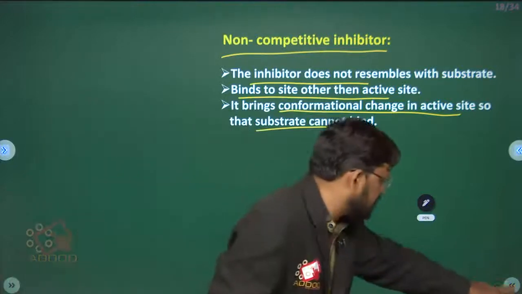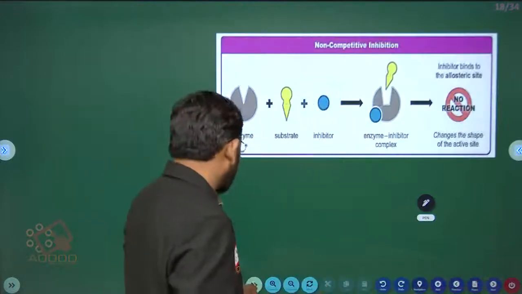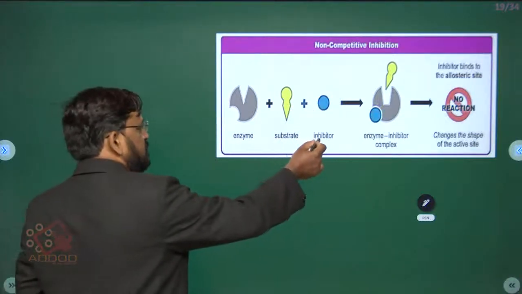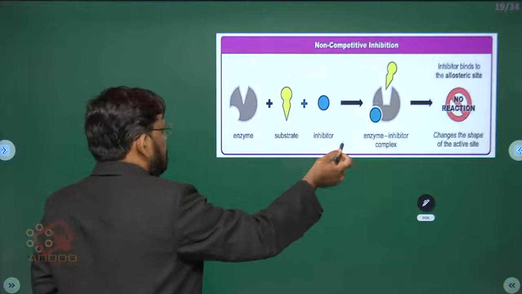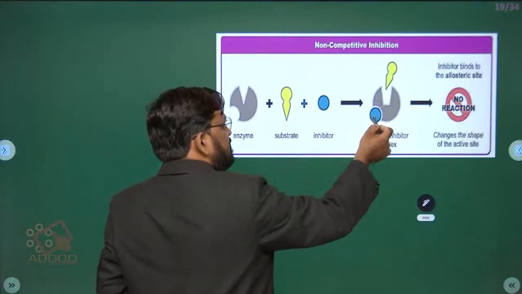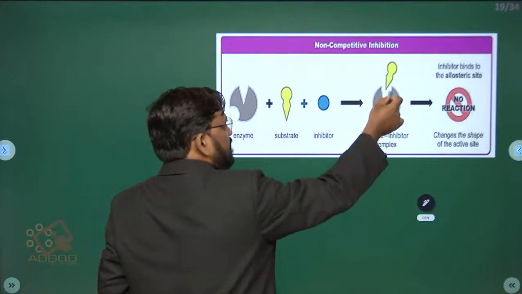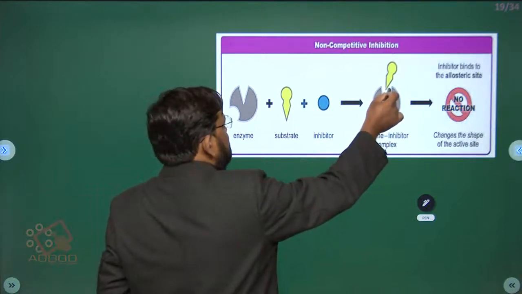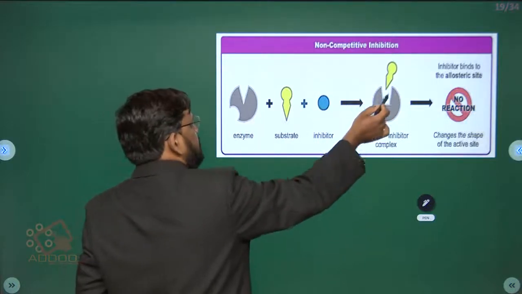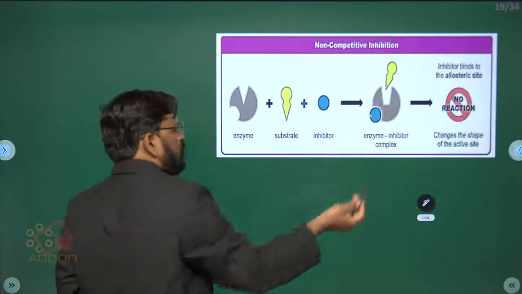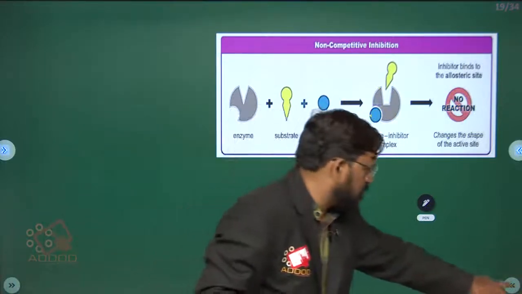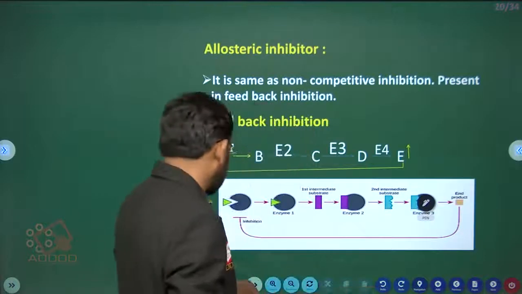You can better understand by seeing this diagram. You see the non-competitive inhibitor: this is an enzyme, this is a substrate, and this is the inhibitor; they do not resemble each other. Now this inhibitor is binding at a place other than the active site and bringing conformational changes. When this inhibitor bound, it brought some conformational change in the active site, so the substrate cannot bind. As a result, the reaction will stop. This is called non-competitive inhibition.